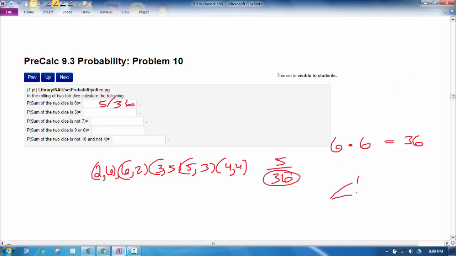Look at it as a tree diagram. You could get a 1, a 2, a 3, a 4. So you have 6 for the first branch, and then you have the same thing for the second branch. You're going to multiply by 6. That's the multiplication counting principle.